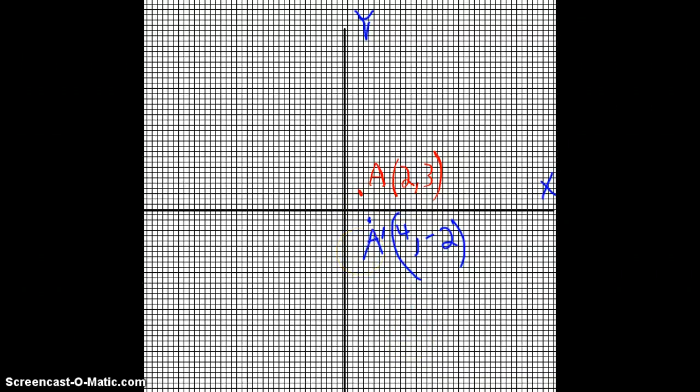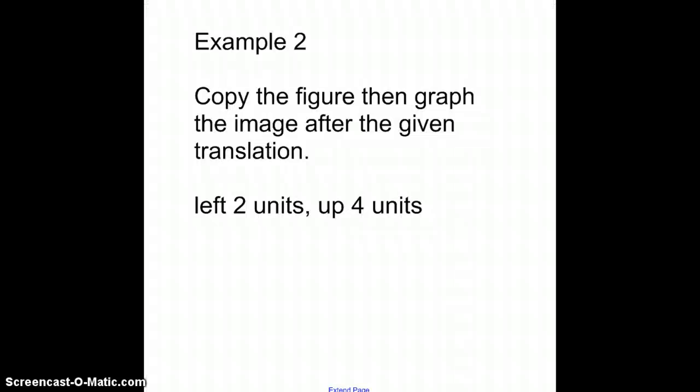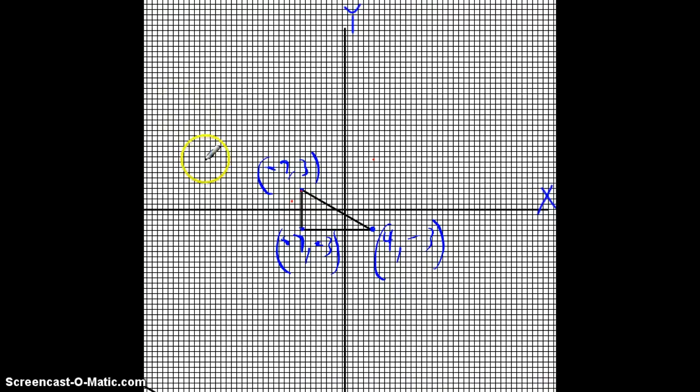Take a look at another example. We're going to copy the figure, then graph the image after the given translation. So we're going to go left 2 units, up 4 units. Okay, so left 2, up 4. Here's our image. So we have this triangle, and they want us to go left 2, up 4. So left 2, 1, 2, up 4.